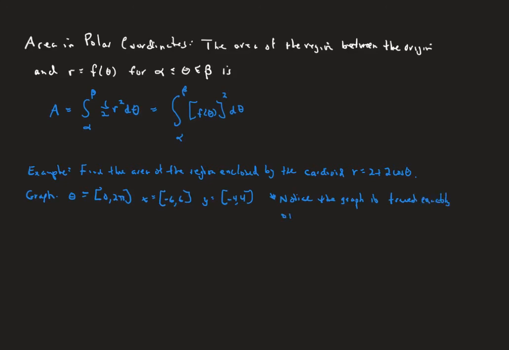We have to be careful of that in polars, because as we saw in the previous video, sometimes it'll trace over the curve more than once, twice sometimes, and then you're not going to get the answer that you need. So here we go. The area is going to be, we can pull that 1/2 out, with limits of integration 0 to 2 pi, of 2 plus 2 cosine theta quantity squared d theta.